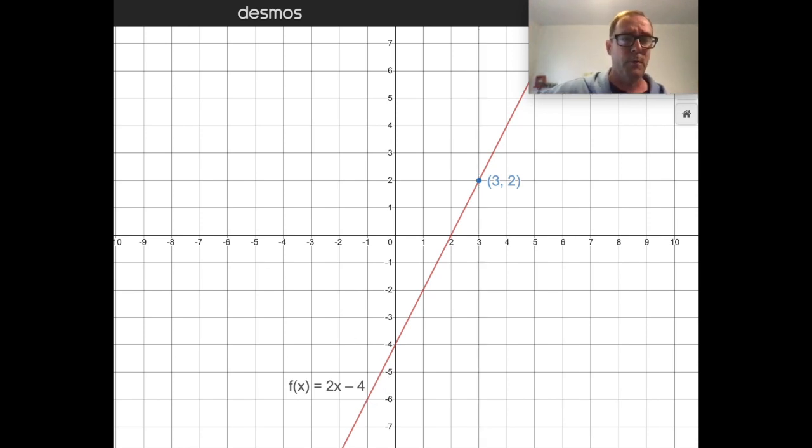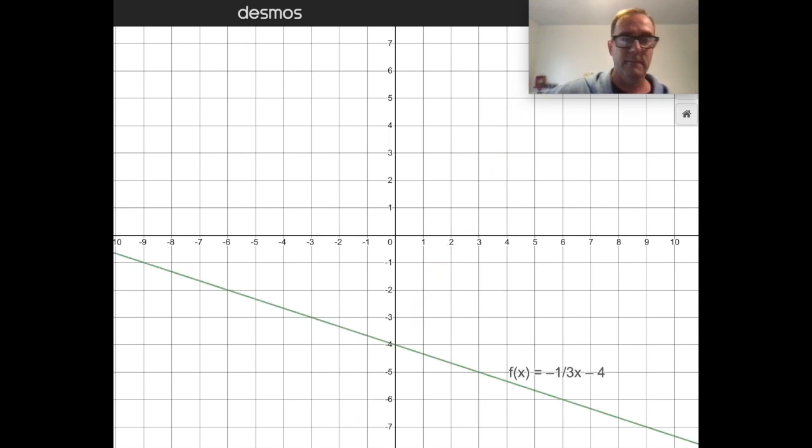So we can do that with any point along the line. We can do that with any function. In fact, there's nothing magic about this function. I could draw another one. It is -1/3 x minus 4. It has a slope of -1/3, so this one goes down instead of up, but it has the same y-intercept of -4.